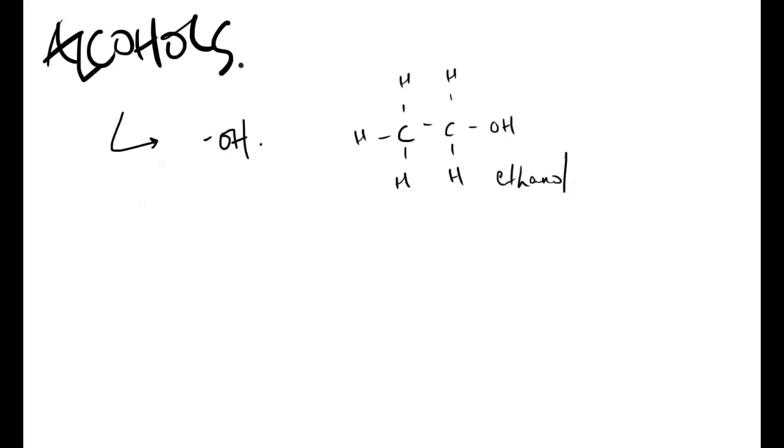Now there are two ways that we can make ethanol. We've got one method, which is fermentation, and the other method is hydration of ethene. So hydration of ethene and fermentation. Again, this is making ethanol. That's what both of these bits are going to look at.